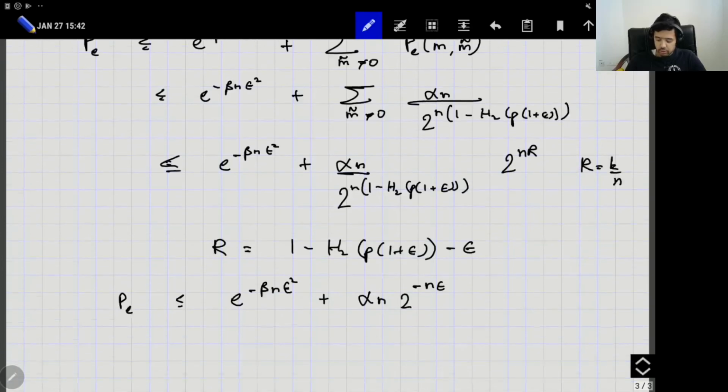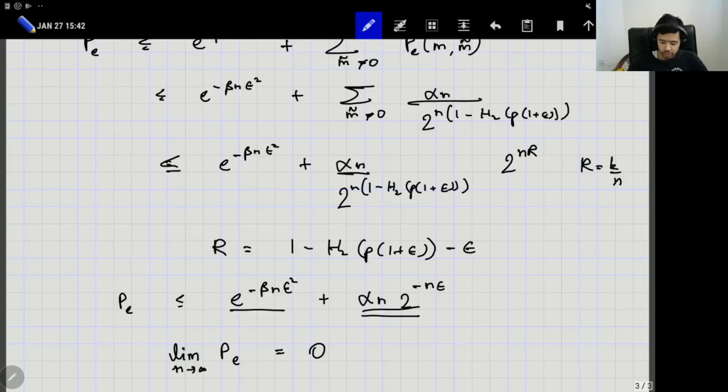So as long as I choose my rate to be equal to this, the overall probability of error is decaying with n. Note that this is alpha n times 2 to the minus n epsilon, and this quantity basically decays exponentially with n. So this also vanishes. In the limit as n tends to infinity, the probability of error is equal to 0. It's the limit as n tends to infinity of e to the minus beta n epsilon square, which is 0, plus the limit as n tends to infinity of alpha n 2 to the minus n epsilon, which is also equal to 0.